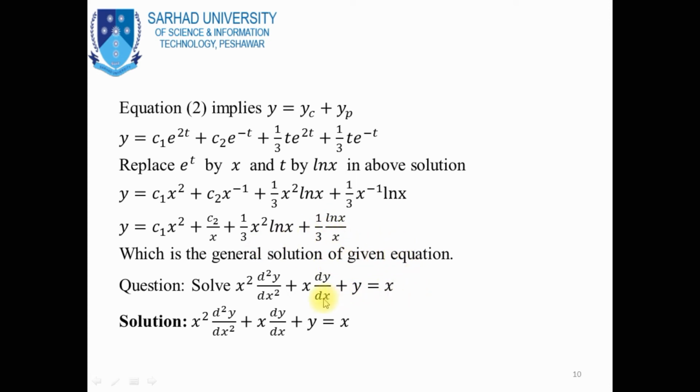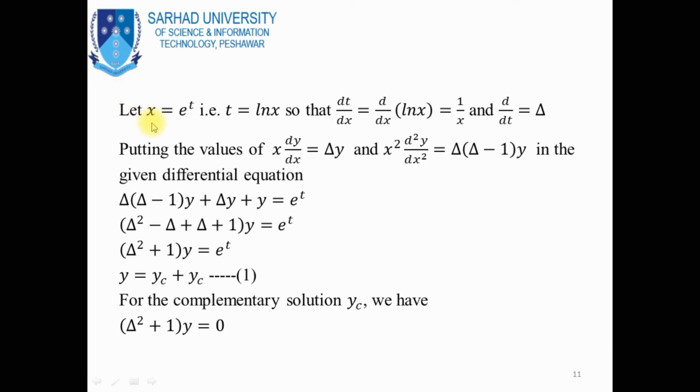Now another problem: x square d square y divided by dx square plus x dy by dx plus y is equal to x. So replace x square d square y divided by dx square by del into del minus 1 into y, and replace x dy by dx by del y. First of all, substitute x is equal to e power t and t is equal to natural log of x. So dt by dx is equal to d by dx of natural log of x, which is equal to 1 over x, and d by dt actually represents del.